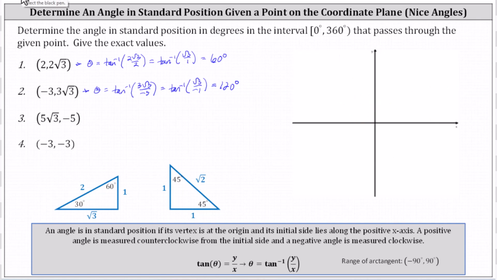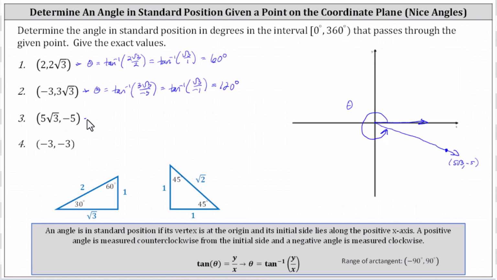The point is 5 square root 3 comma negative 5. Let's just say would be roughly here. And because we're looking for an angle in the given interval, we're looking for the angle where the initial side is along the positive x-axis, the terminal side passes through the given point, and would be this angle here, rotating counterclockwise.